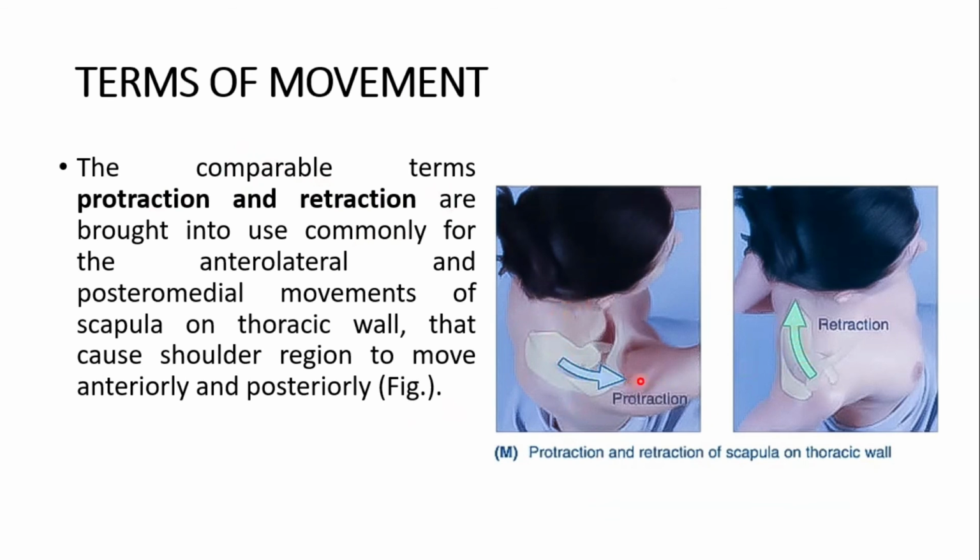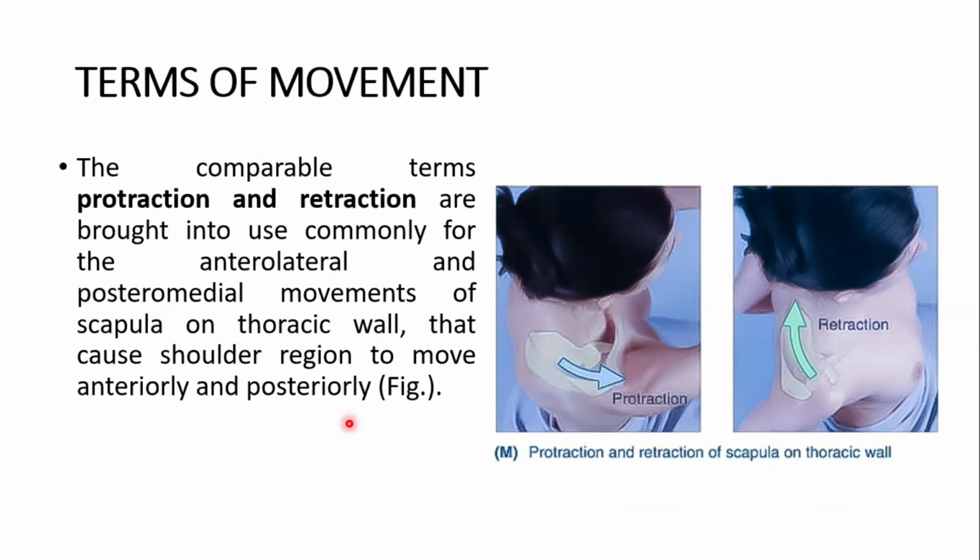What is this protraction? These are also comparable terms. Protraction and retraction are commonly used for the anterolateral and posteromedial movements of the scapula on the thoracic wall. The movements of the scapula on the thoracic wall are a separate topic. We'll discuss it sometime.